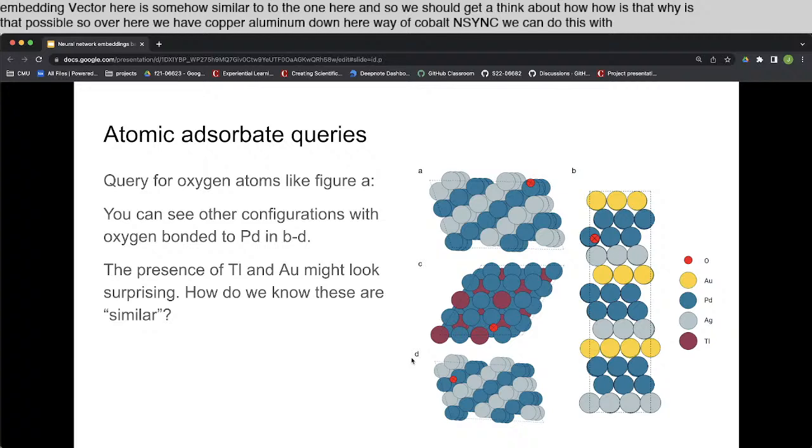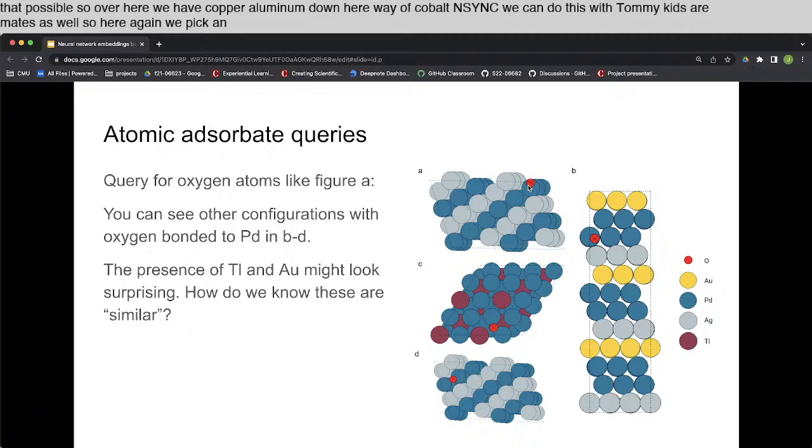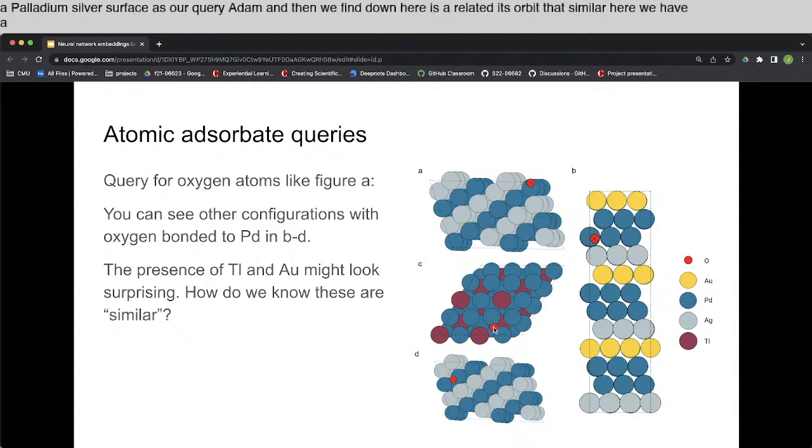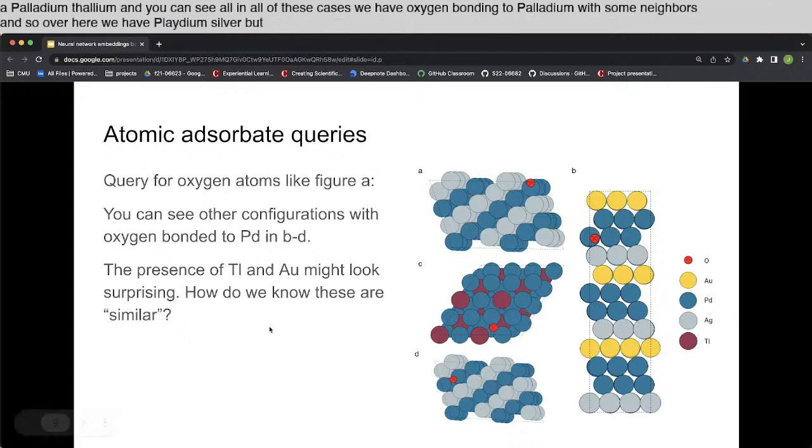We can do this with atomic adsorbates as well. So here again we pick an oxygen adsorbate that is sitting on top of a palladium silver surface as our query atom, and then we find down here a related adsorbate that's similar. Here we have a palladium thallium, and you can see in all of these cases we have oxygen bonding to palladium with some neighbors. And so over here we have palladium silver, but there are some gold atoms in here.